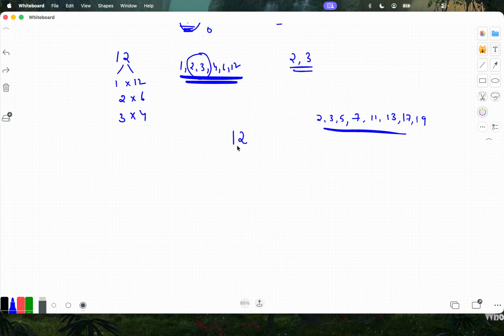So 12. First what will I do? I'll say 2 into 6. Then again, smallest prime, I will go with 2 because it can divide 6. So I will say 3. Then again, 3 can be divided by 3 only. 3 into 1. So we will stop when we get 1. What are the prime factors for this? We will say 12 equals 2 into 2 into 3, that is nothing but 2 square into 3.